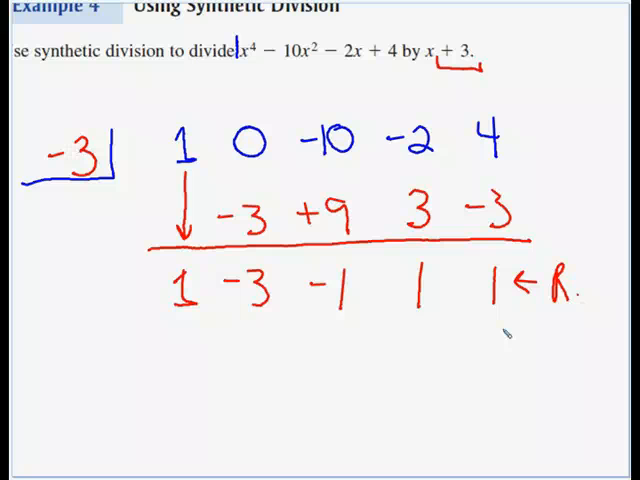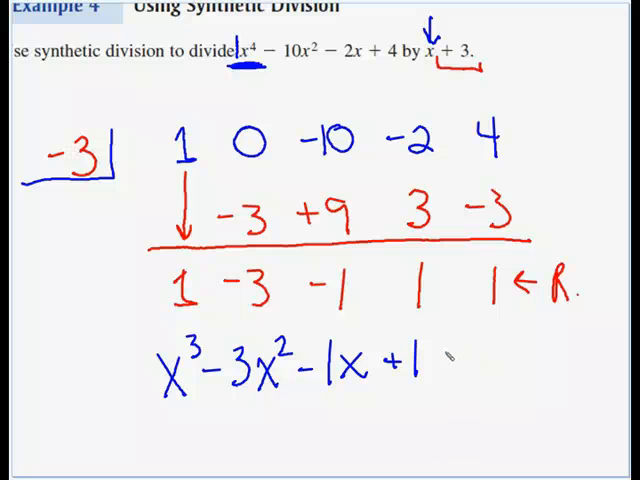So let's put it back into polynomial form. We started with an x to the fourth, and we divided by an x. Well, x to the fourth divided by x is x cubed. That's where this will start. 1x cubed minus 3, we drop down to x squared, minus 1x, plus 1, with the remainder of 1, so we can write that remainder as 1 over x plus 3. And now it's back to polynomial form.